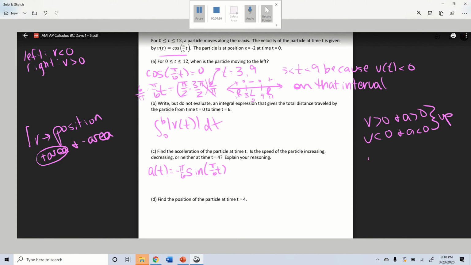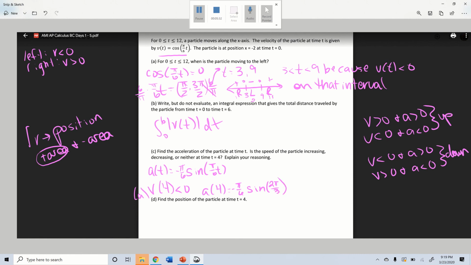Vice versa, if velocity is negative and acceleration is positive, or velocity is positive and acceleration is negative, that means it's slowing down. So we already know v of 4 is less than 0 from what we did in part A. So we now need to find a of 4. So we're going to plug in 4. So that's going to give us negative pi over 6 sine 4 over 6, which simplifies to 2 over 3.